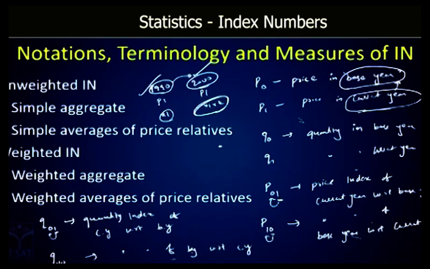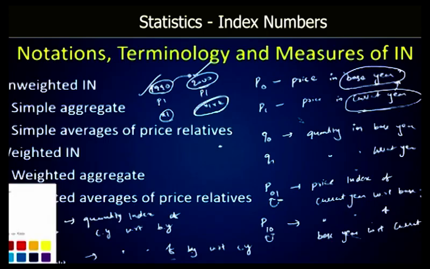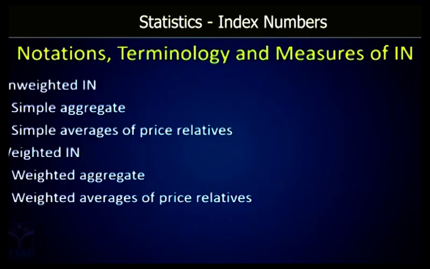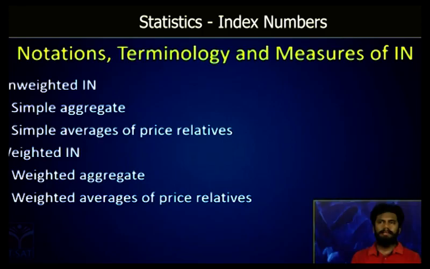Okay. Now we will see the measures of index numbers. In these measures of index numbers we have two types, that is the unweighted index numbers and the weighted index numbers. In the unweighted index numbers we don't add any weights to our prices, we just calculate with two methods: simple aggregate and simple average of price relatives. Whereas in the weighted index numbers we will add weights to our prices and we calculate the weighted index numbers using two methods, that is weighted aggregate and the weighted average of price relatives.